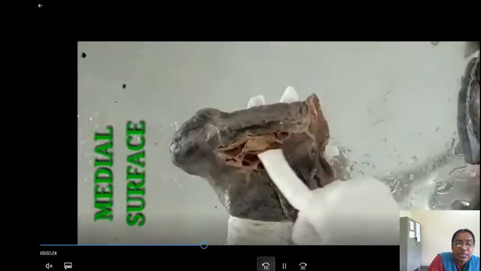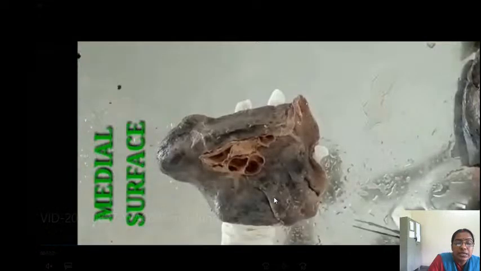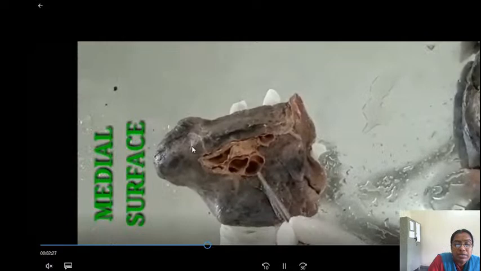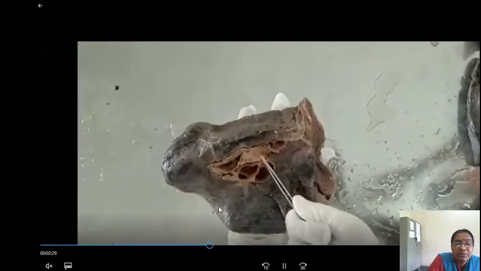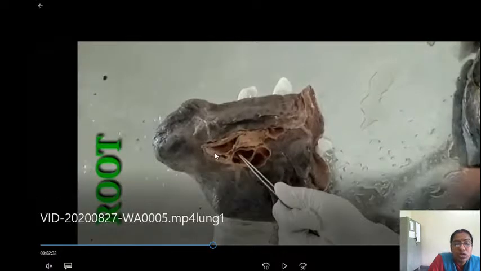So these are the three borders. Next, coming to the surfaces, the lung has two surfaces. The one surface what we are seeing here is called the medial surface. So this is the medial surface of the lung. The medial surface of the lung includes the root of the lung. So this is the root of the lung which is present.